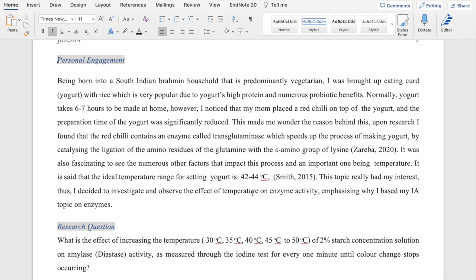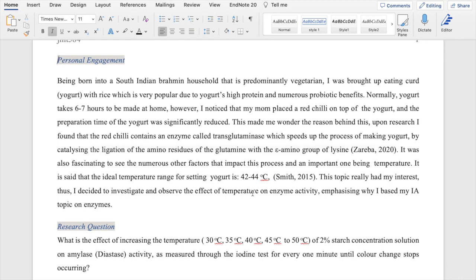I used that as my personal engagement factor to show how it motivated me to take an interest in enzymes. That's how I started my IA, because I found enzymes very interesting. My mom used a red chili, which contains glutaminase. So I did not use that enzyme, but I did use amylase. So that was my personal engagement.